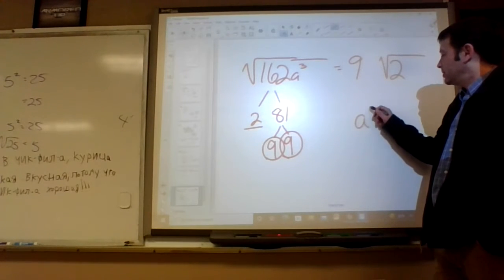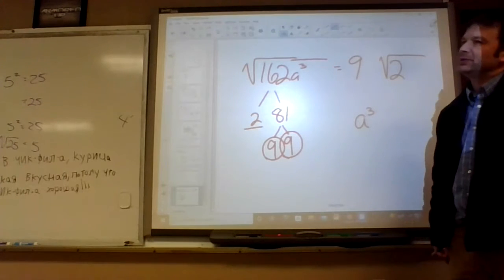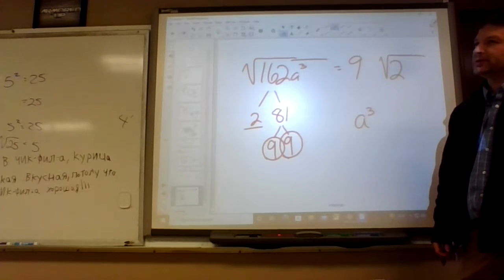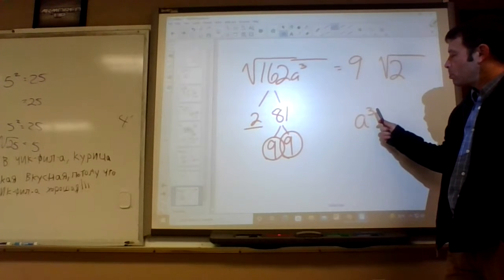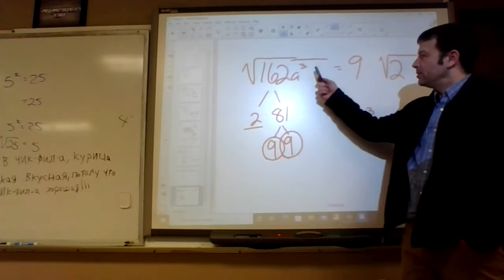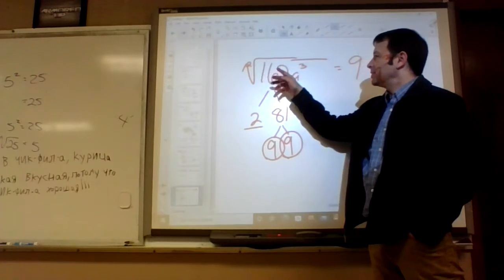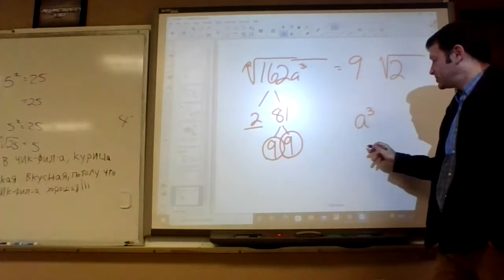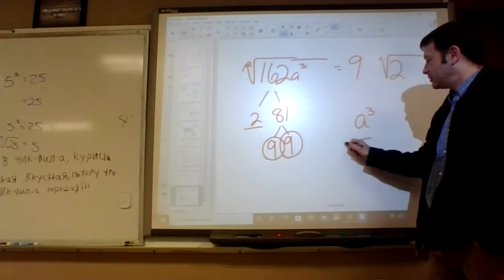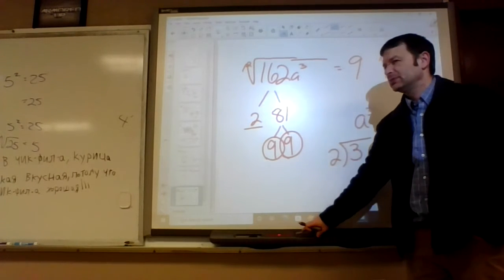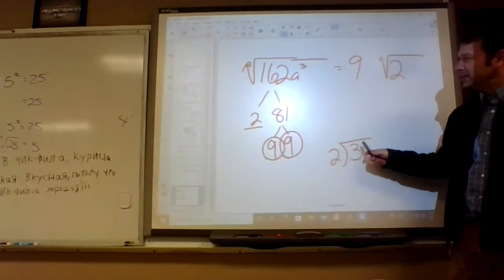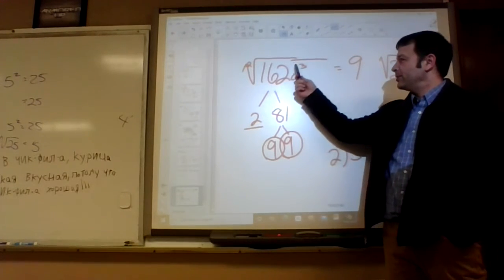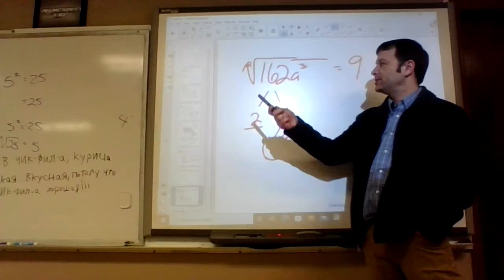I'm pretty sure we've done this. Oh, it's been a while. So, when you have the square root of a cubed, basically what we're doing is 3 divided by 2. Does that ring a bell? Anybody? No? Okay. So, you do the power divided by the root, 3 divided by 2.